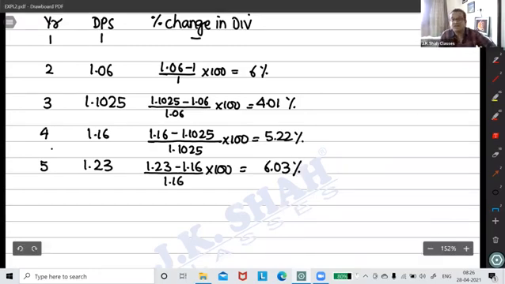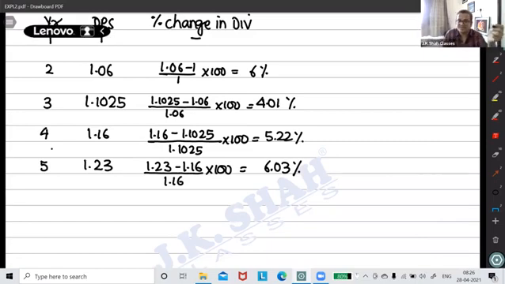Now, what do you see, guys? Like the last question, is there any standard trend? No. What do you do? Take an average, since it's an expected growth in future. So let's take an average. Good.